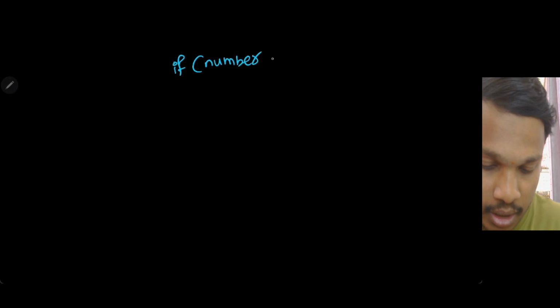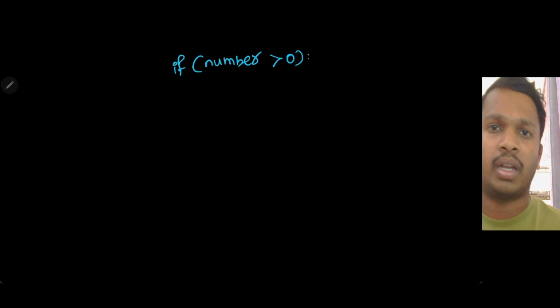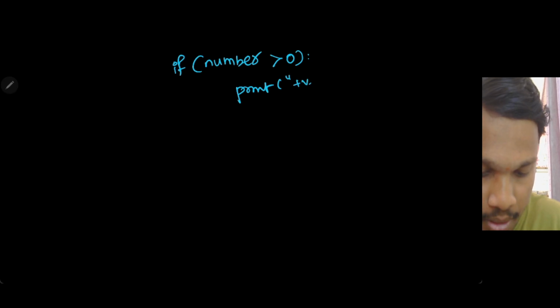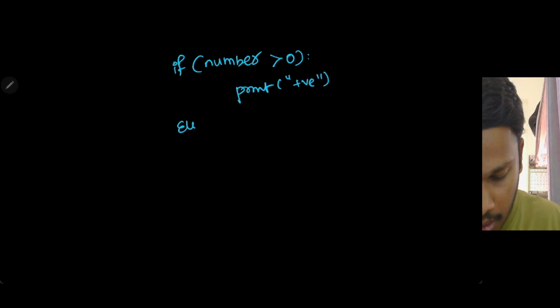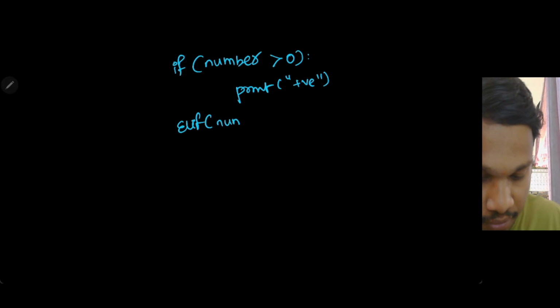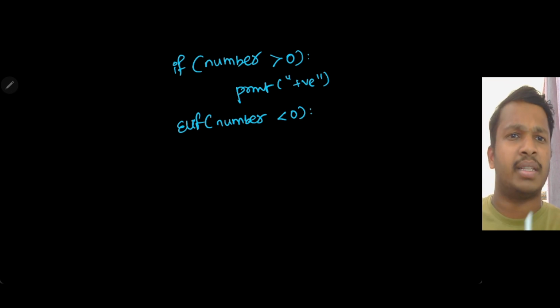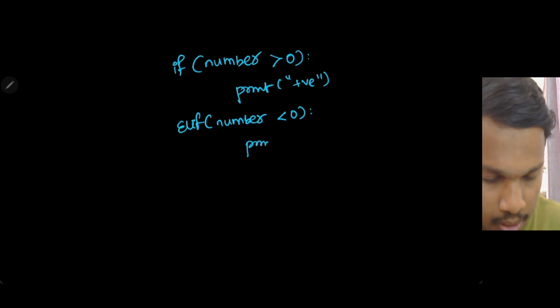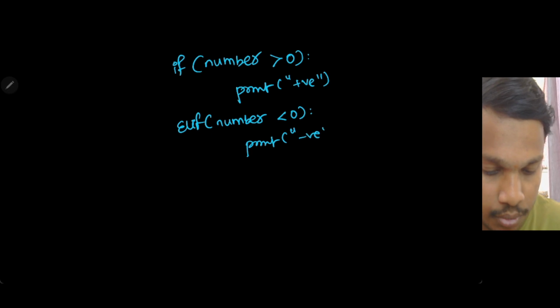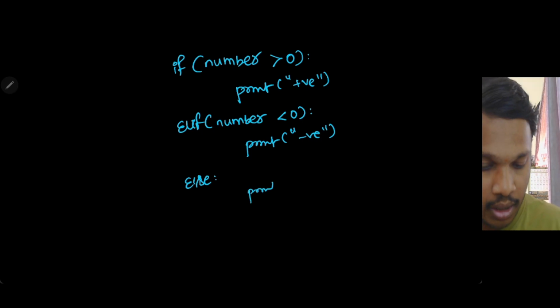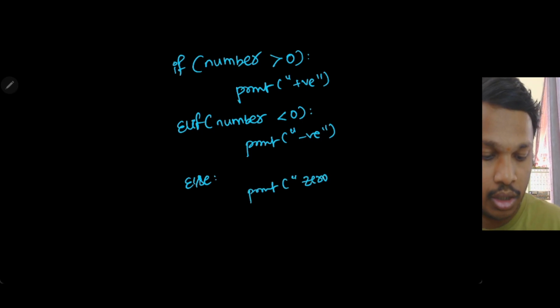First we will take a number as an input. If the number is greater than 0, what will we do? We will print positive. Next, else if the number is less than 0, what will we print? It is negative. Or else, if it fails both the cases, then what is the third category left? We will print just 0.